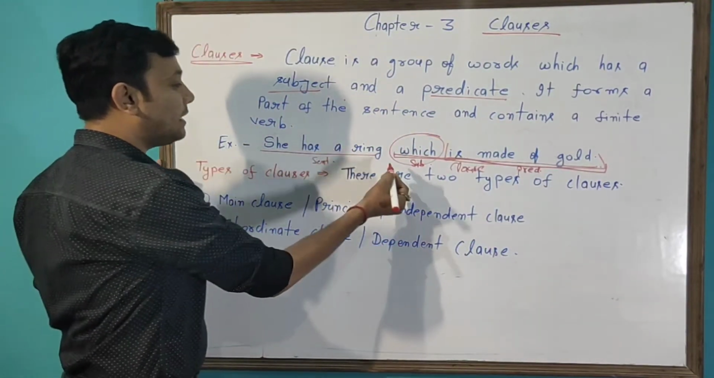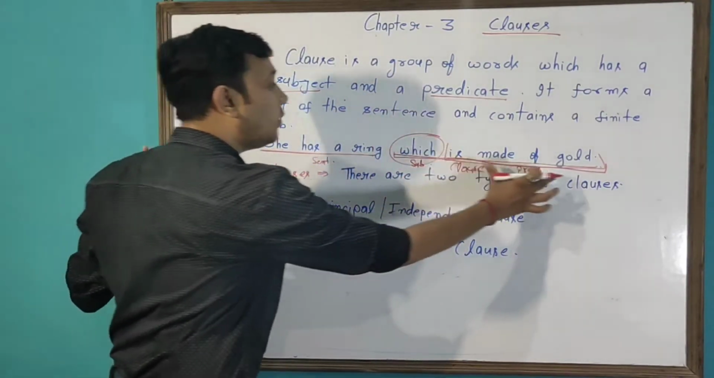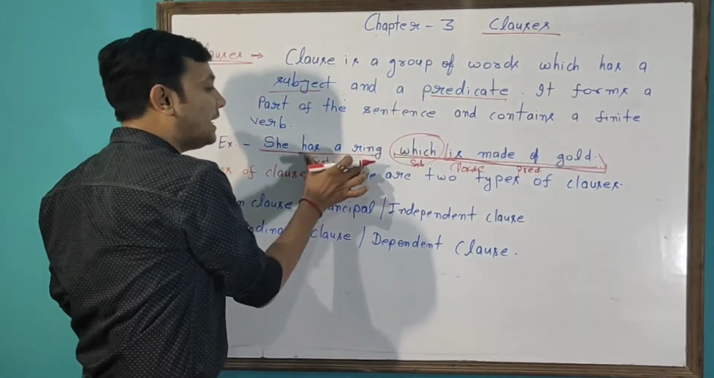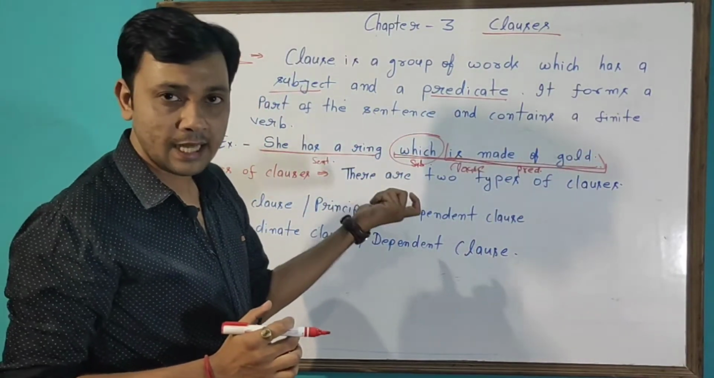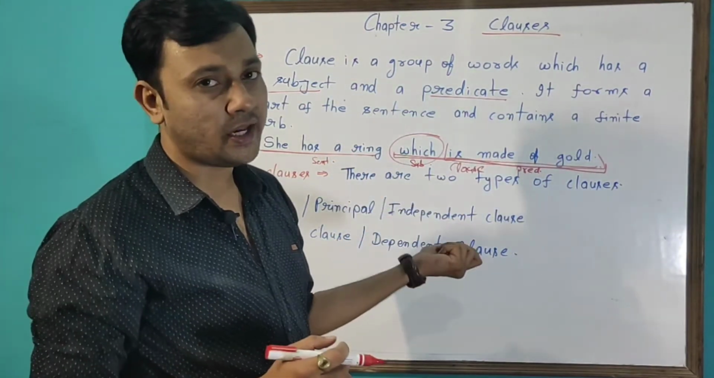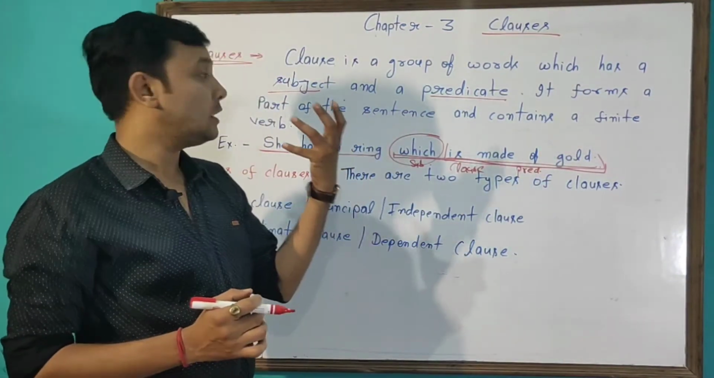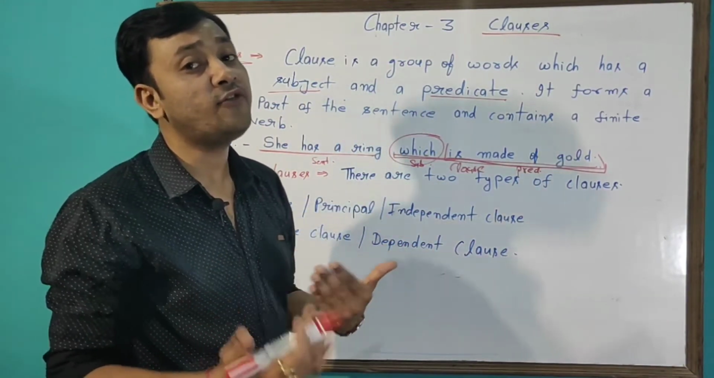Look, she has a ring is a subject, and this group of words is also a part of this sentence. That's why this whole group of words is known as a clause. Is it clear now? What is a clause? A group of words which has a subject and a predicate, forms a part of the sentence and contains a finite verb.